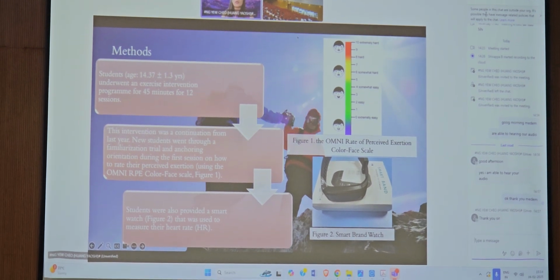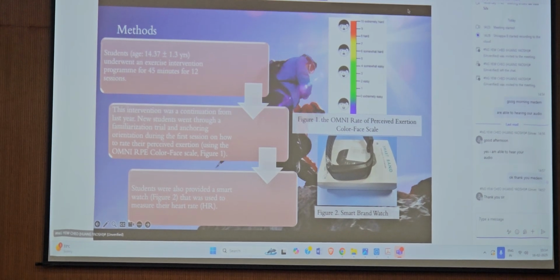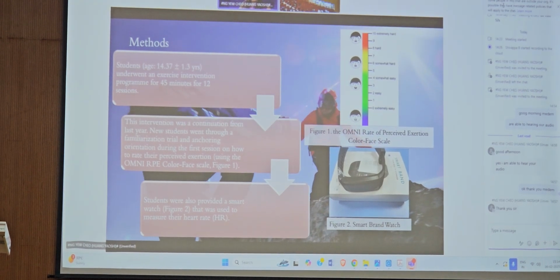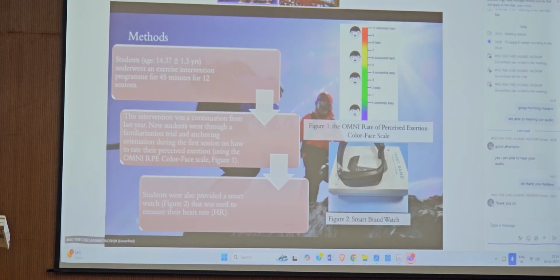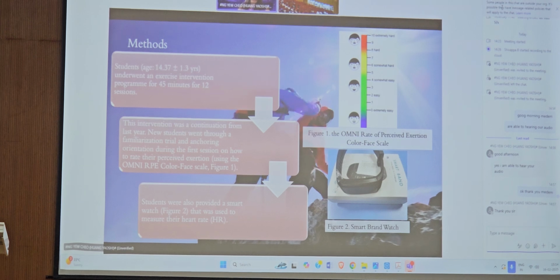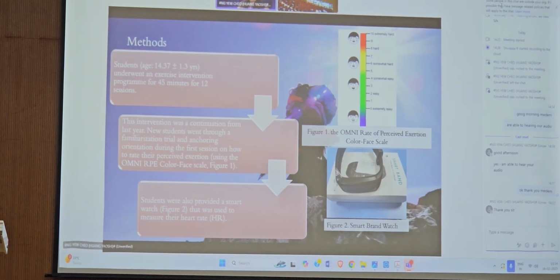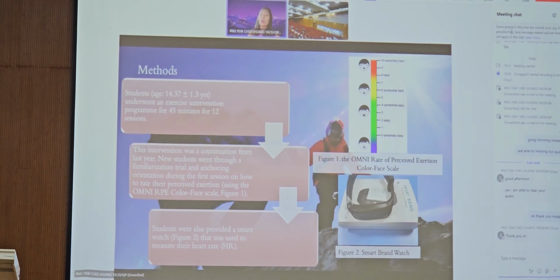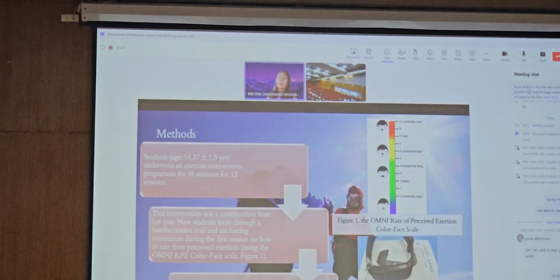And then the students' age were also about 14 years old. They went through 45 minutes of exercise for 12 sessions. So this intervention was a continuation from the previous year. The new students that joined went through a familiarization trial and anchoring orientation during the first session on how to use the Omni RPE color phase scale.